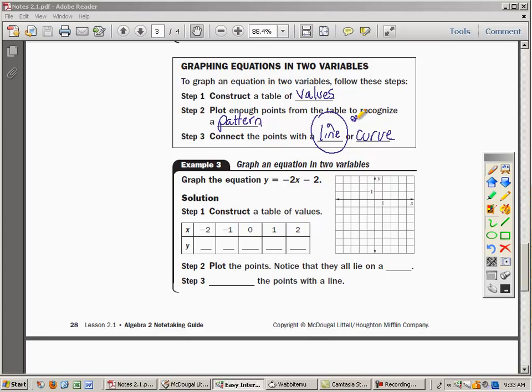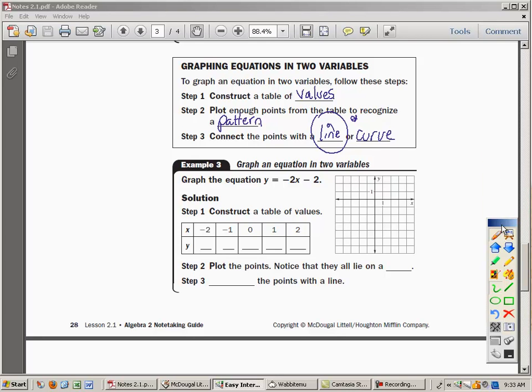So for some of you, you can graph this without constructing the table. For those of you that cannot, we're going to go ahead and make a table. I'm going to do mine this way, it's a little easier. I want negative 2, negative 1, 0, 1, and 2 for my inputs.